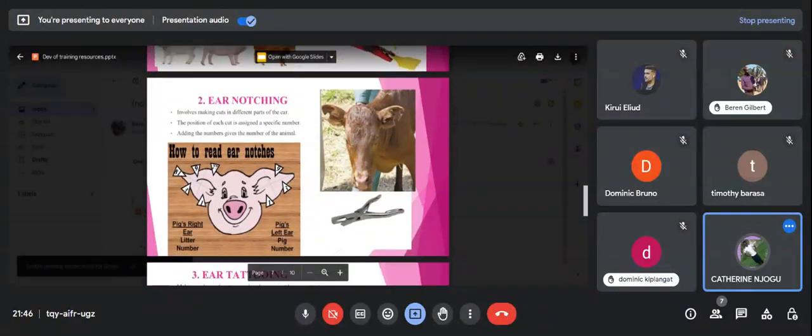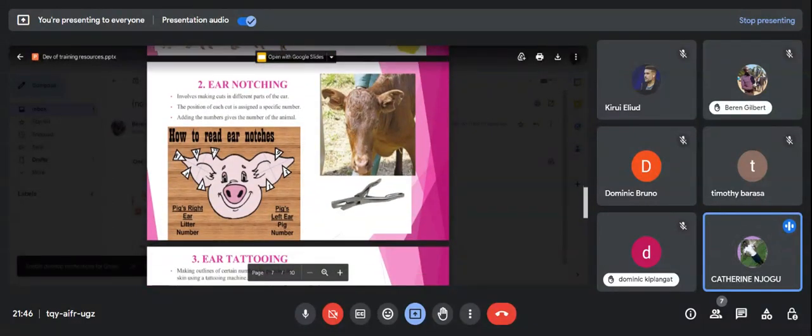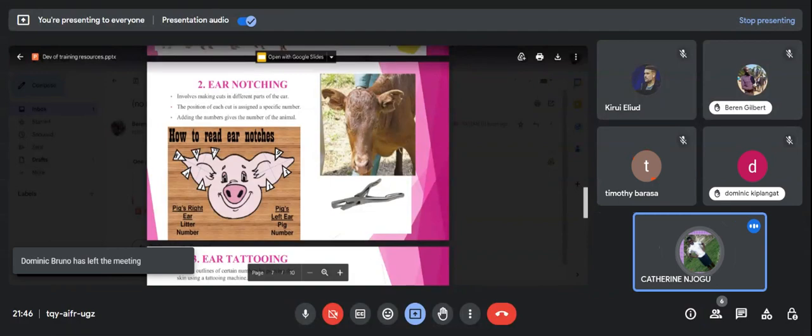The second one is ear notching. Ear notching involves making cuts in different parts of the ear of an animal, and the position of each cut is assigned a specific number, which by adding the numbers helps you get the number of the animal. And as you can see, the pig there, I've shown you how to read the ear notches.